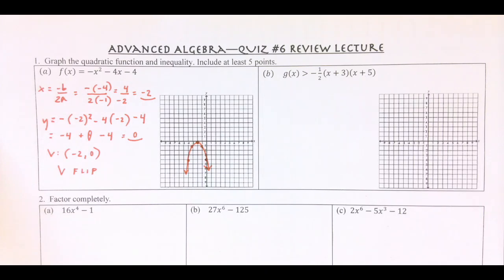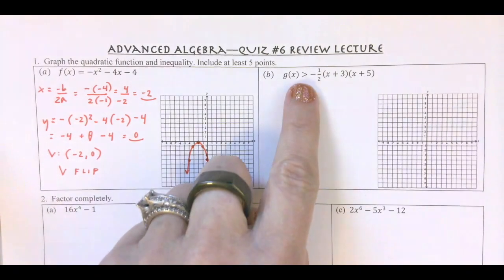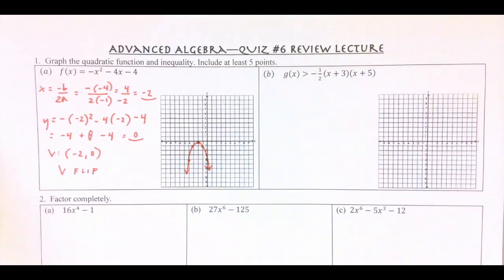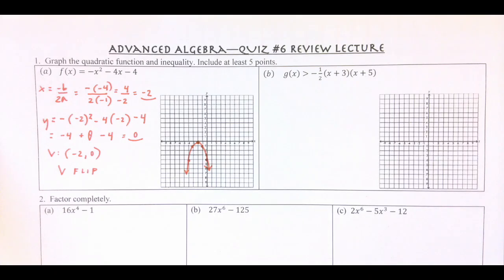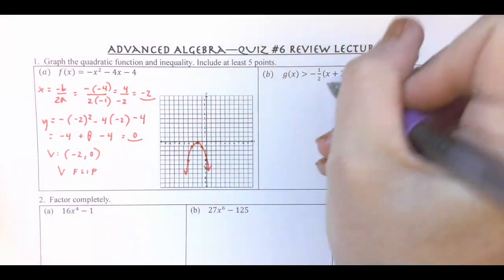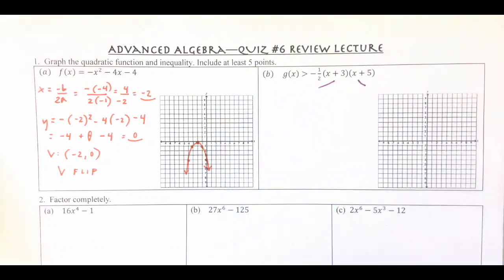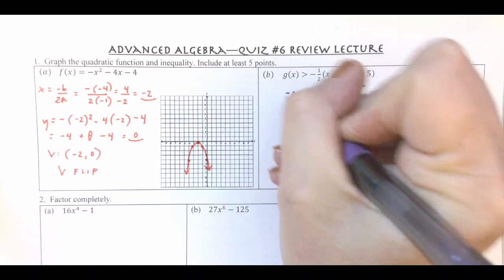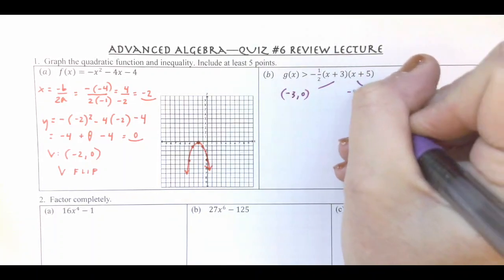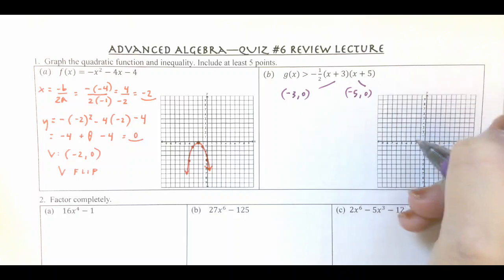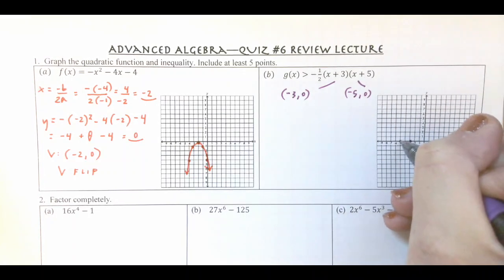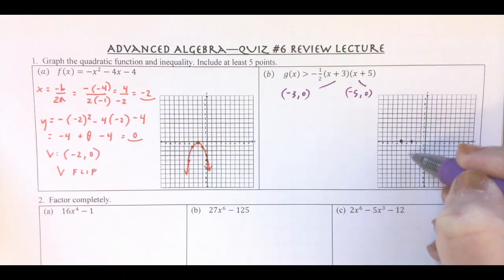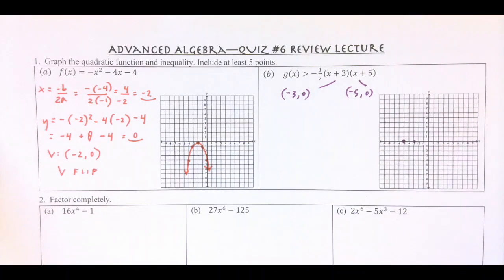Okay, next one over here, little different because it's an inequality sign right here instead. Right, it's saying greater than. So here it's presented to me in factored form, in intercept form. So I should be able to see that my x-intercepts are at negative 3, 0 and negative 5, 0. And if I plot those right here, I know that right smack in the middle is my axis of symmetry and the x value of my vertex.